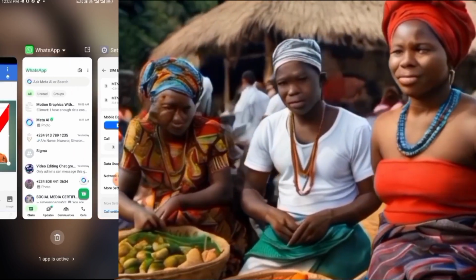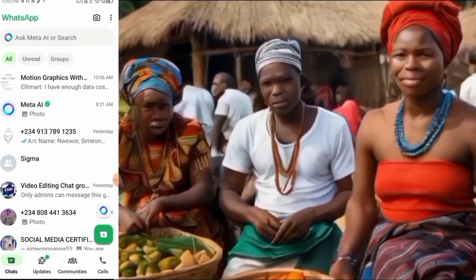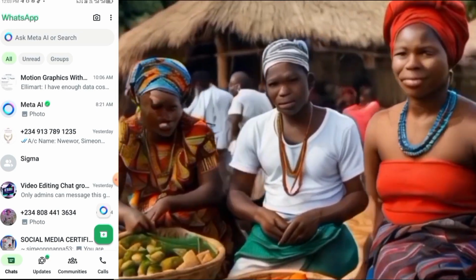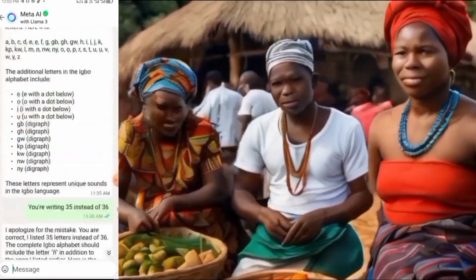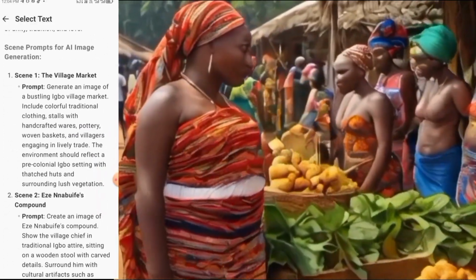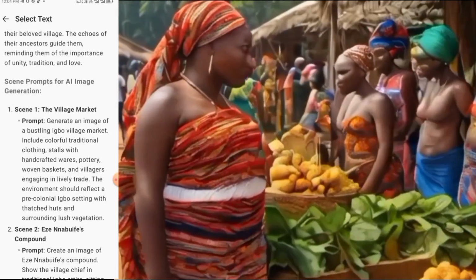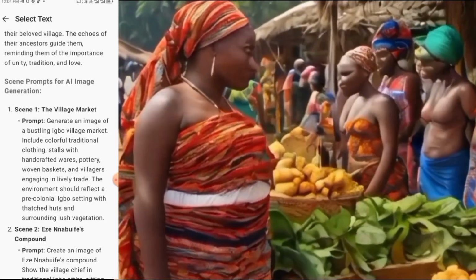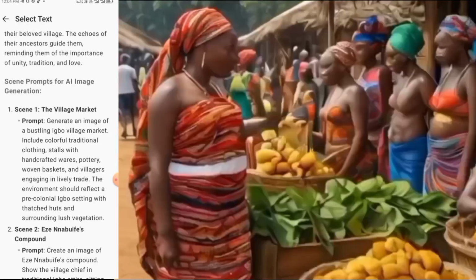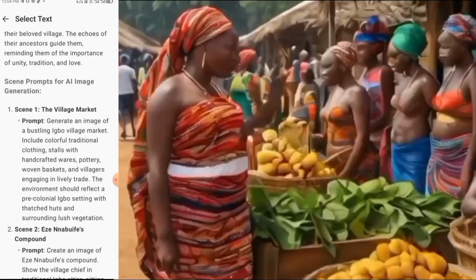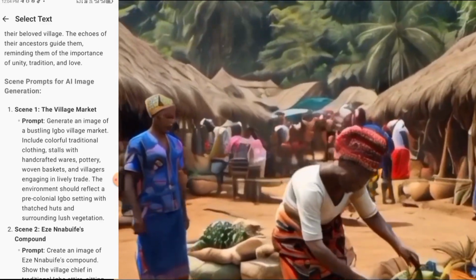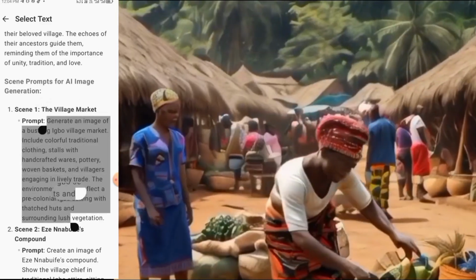What did I do? I now go to WhatsApp Meta AI. I open my WhatsApp Meta AI. I went to the image generation. The image generation now starts from the village market. Look at it. Scene prompt for AI image generation. It started from the market, the village market. Then I copied the prompt.